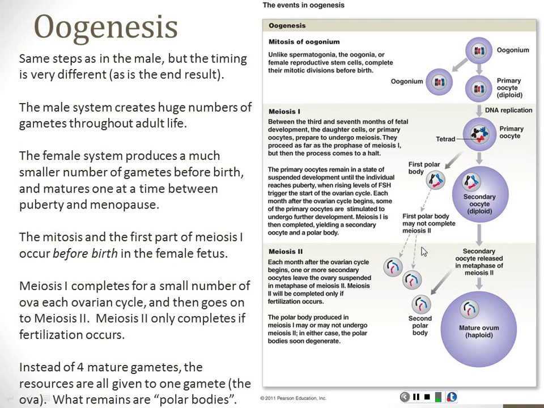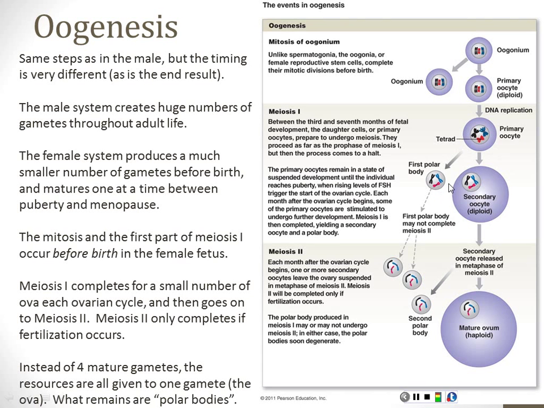And then it finishes, meiosis 2 finishes, one ovum a month, usually one ovarian cycle at a time. And what you'll also see is all of the resources keep getting given to just one of these cells. So we start with one oogonium, it divides. That primary oocyte forms a secondary oocyte by dividing.